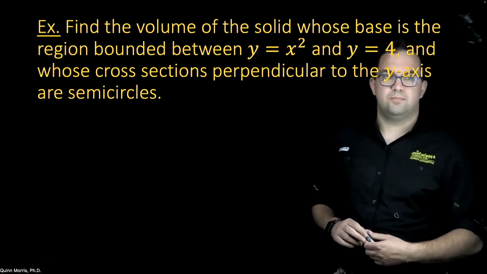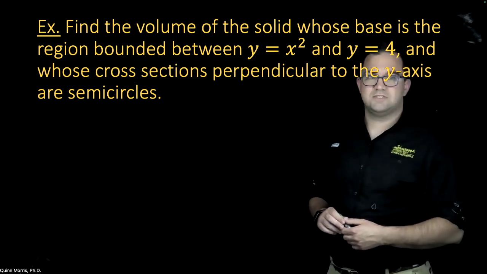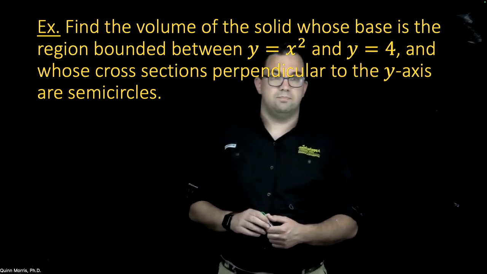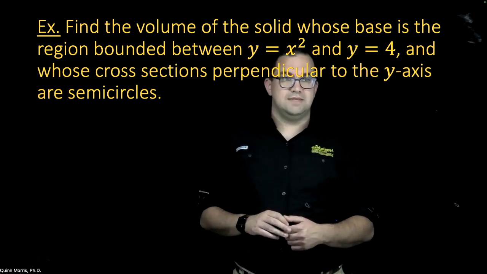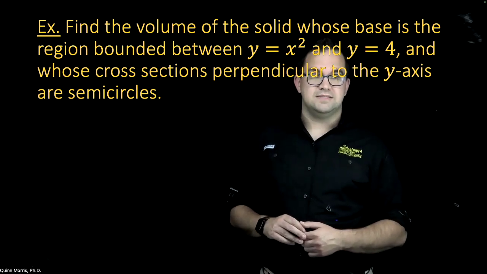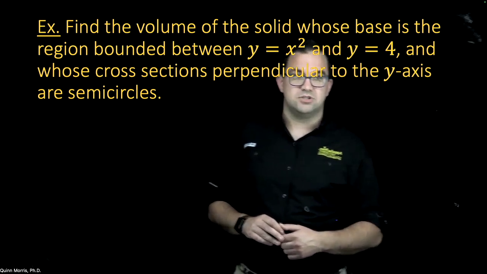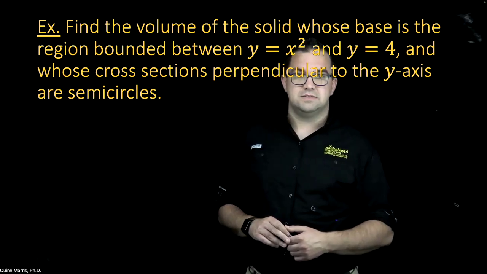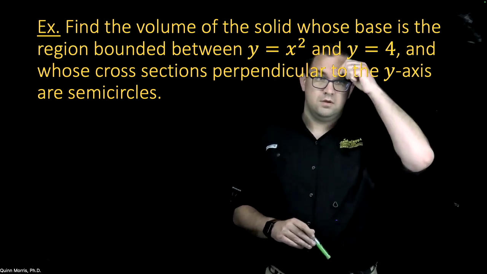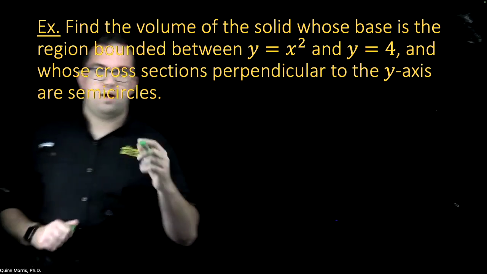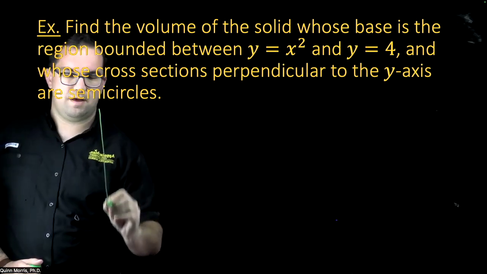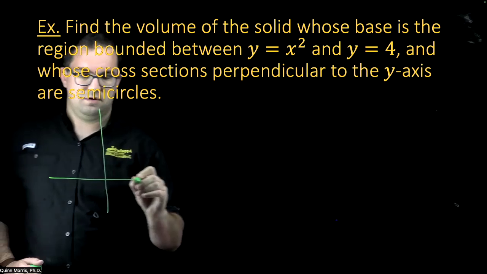Let's see how this works in a particular example. So imagine that you're asked to find the volume of the solid whose base is the region bounded between y is equal to x squared and y is equal to 4, and whose cross sections perpendicular to the y-axis are semicircles. As we begin to think about problems like this, we need to think about the geometry of the situation.